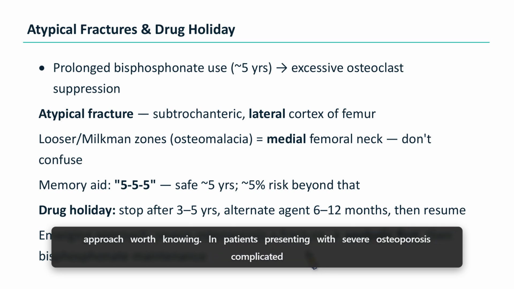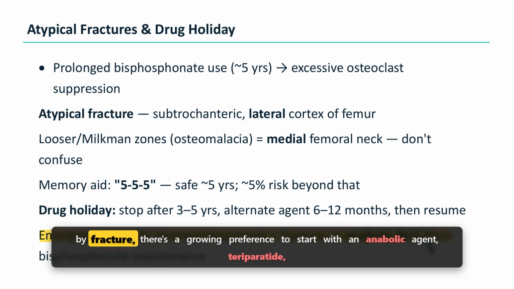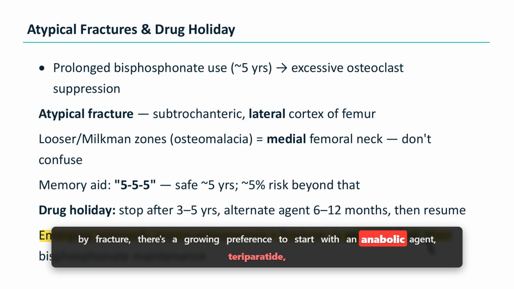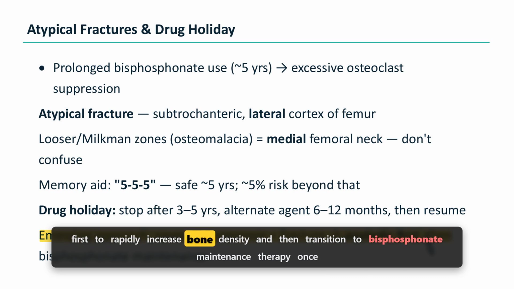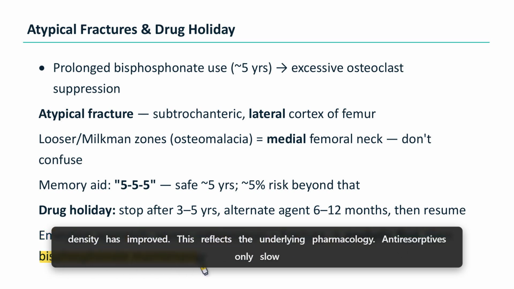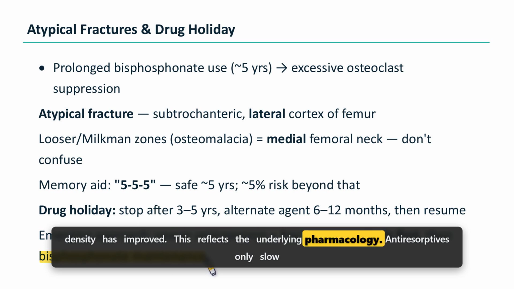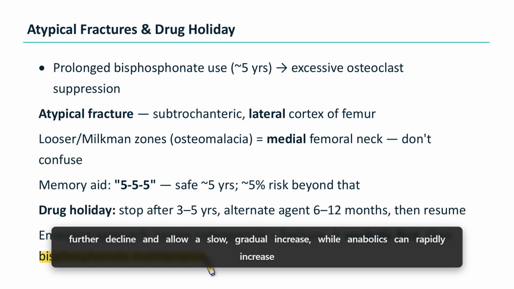There's also an emerging treatment approach worth knowing. In patients presenting with severe osteoporosis complicated by fracture, there's a growing preference to start with an anabolic agent, teriparatide, first, to rapidly increase bone density, and then transition to bisphosphonate maintenance therapy once density has improved. This reflects the underlying pharmacology. Anti-resorptives only slow further decline and allow a slow, gradual increase, while anabolics can rapidly increase density.